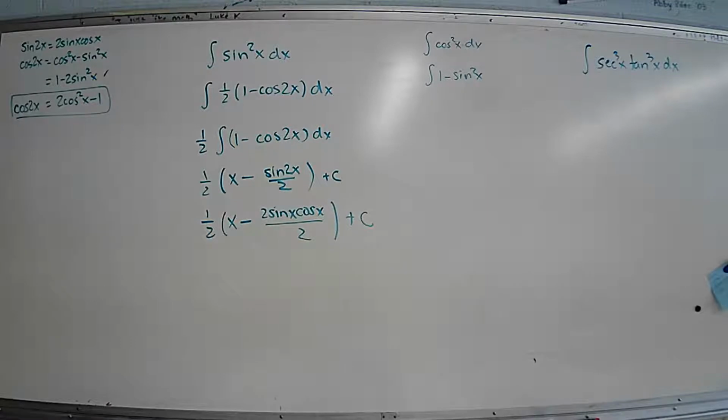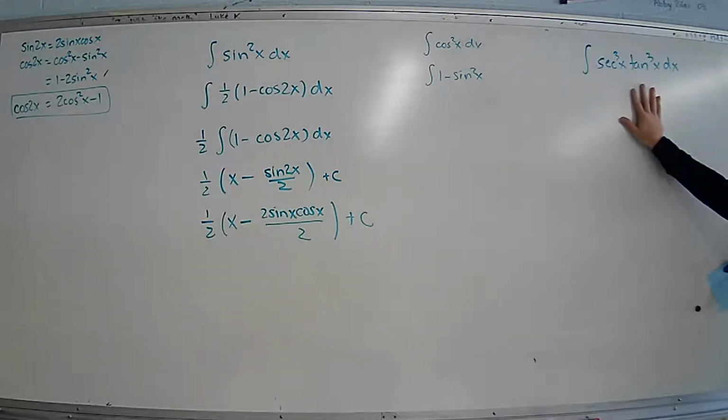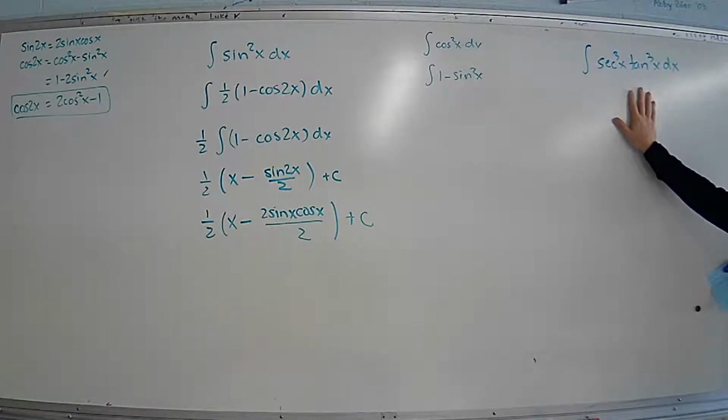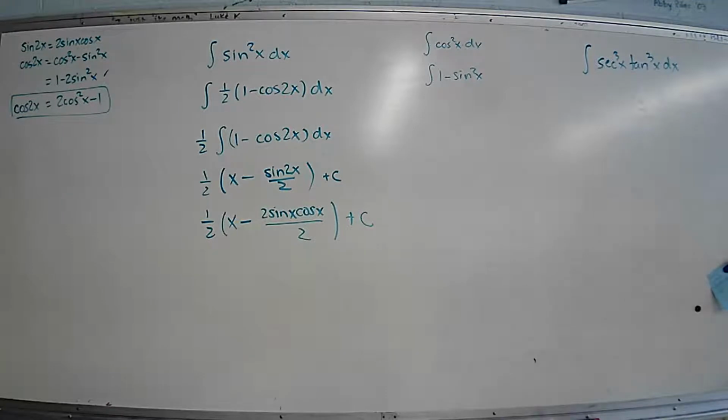For example, I can't let u equal tangent. Why not? If I'm going to try to do this by a substitution, not by parts, I can't let u equal tangent. Why? What's du? It's secant squared. What's the problem with that? I don't have secant squared. I got secant cubed. I got an extra secant. Can't do that.